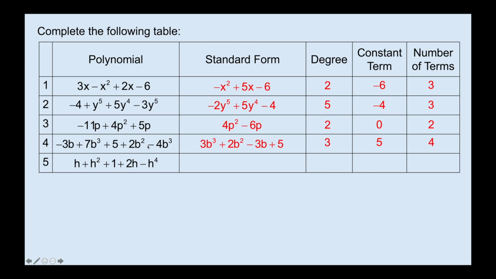In number 4, with this one, again, our highest degree is 3. So I'm going to look at 7b to the 3rd and negative 4b to the 3rd and combine those to give me 3b to the 3rd. Next, I'm looking for my quadratic term, the squared term. And I only have one term, and that's 2b squared, so that's going to go next. After that, I'm looking for my linear term. Again, I just have one term that qualifies there, so I keep that as negative 3b. And then I just have one constant term, so that's positive 5.